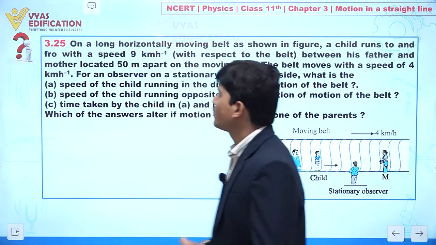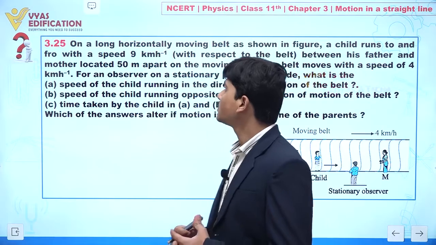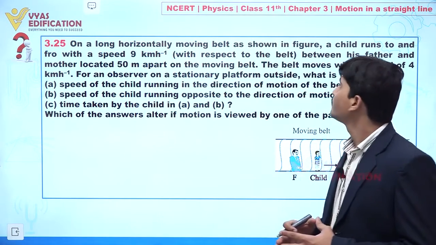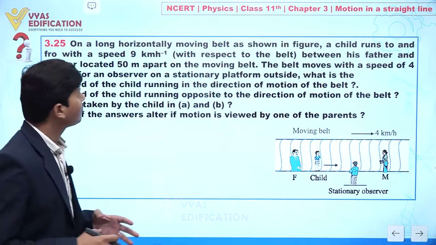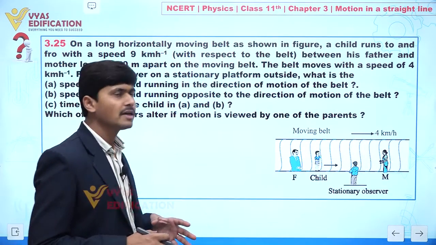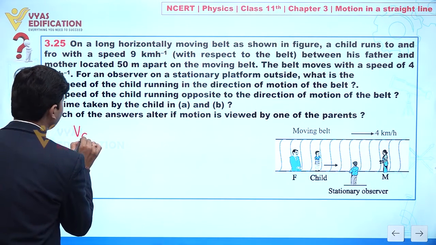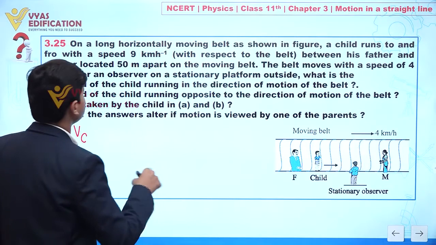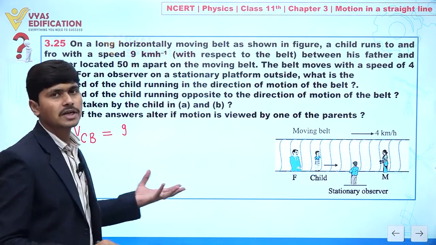Now dear student, we are going to discuss question number 3.25, and in this question it is given to you, on a long horizontal moving belt as shown in a figure, a child runs to and fro with a speed 9 km per hour with respect to a belt. Clear? So the velocity of the child with respect to belt is given to you, and this is 9 km per hour.